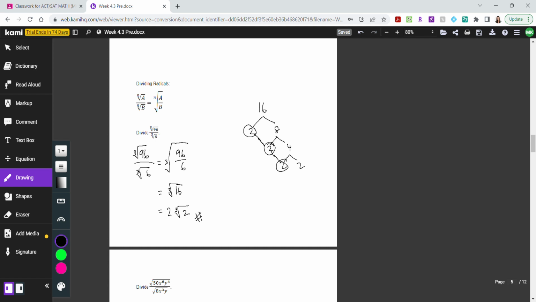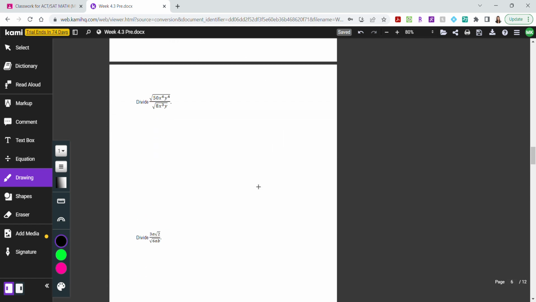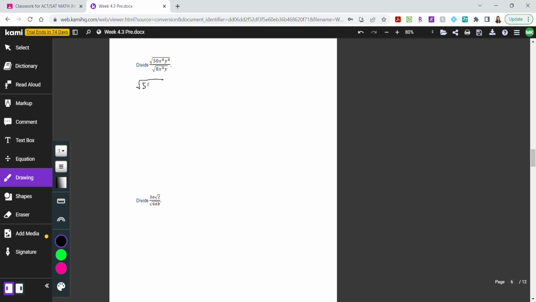All right. Now for the next one. Oh, it looks a lot more complicated just because there are a lot more variables in there. Fret not, it's actually not as bad as it looks like. So let's see, we have square root 50x to the power of 6, y to the power of 4, divided by square root 8x to the power of 3, y, right? Because they both are square roots, let's put them all under one roof.